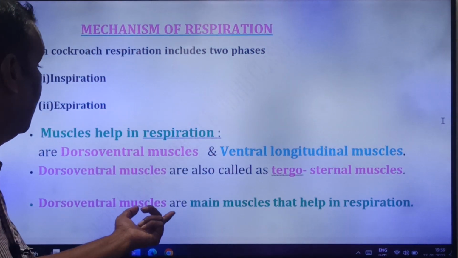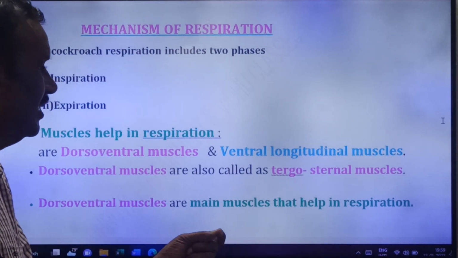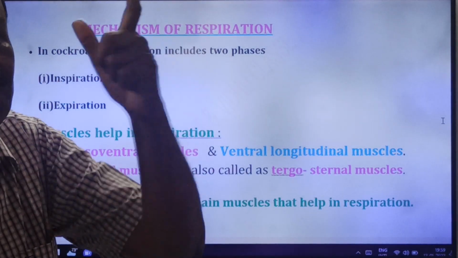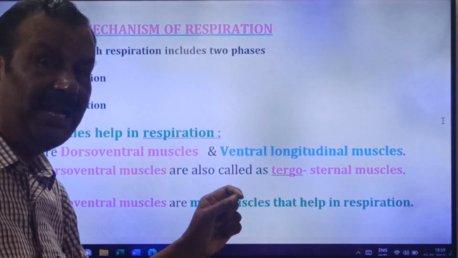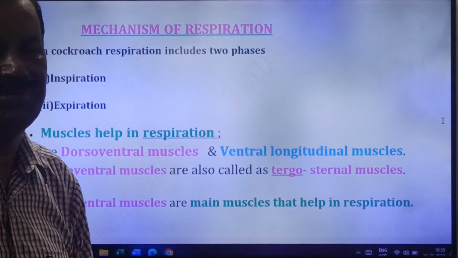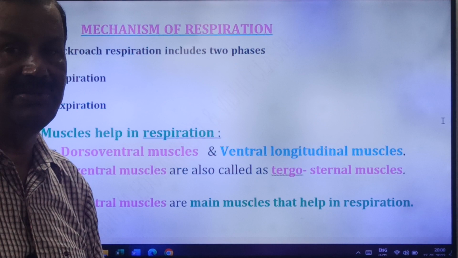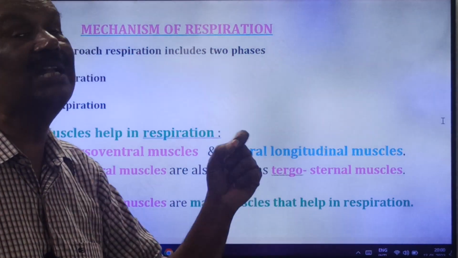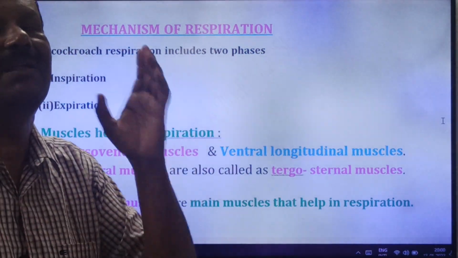Now see, friends, dorsoventral muscles are the main muscles that help in respiration. Once again, NEET question. Which muscles play an important role in respiration of the cockroach? That is dorsoventral muscles or tergosternal muscles.